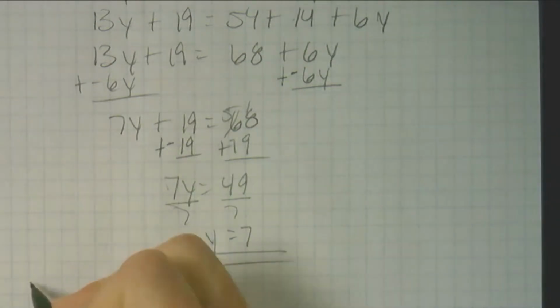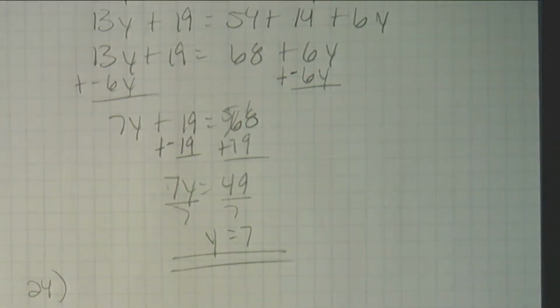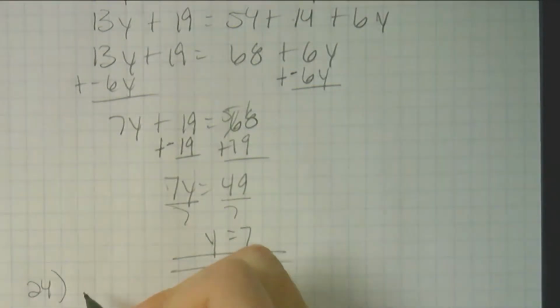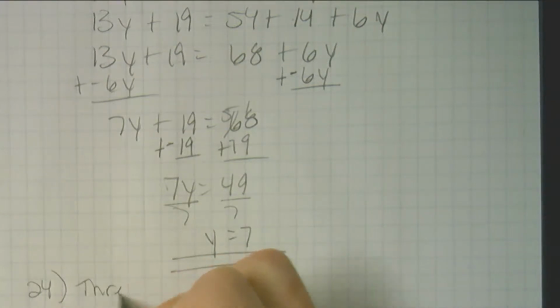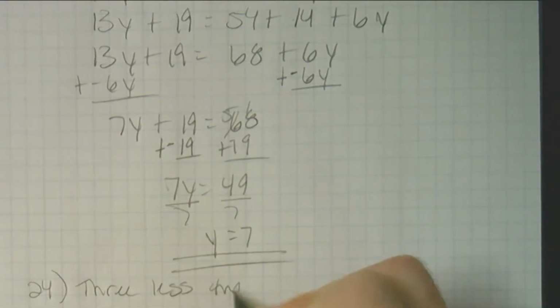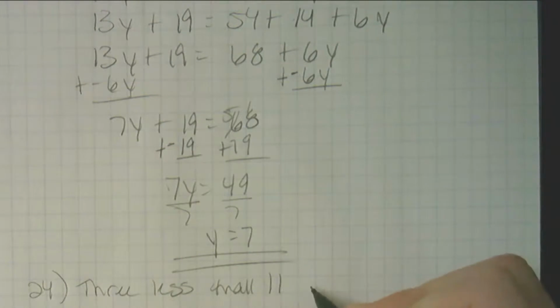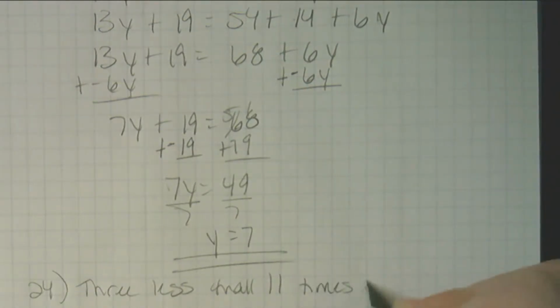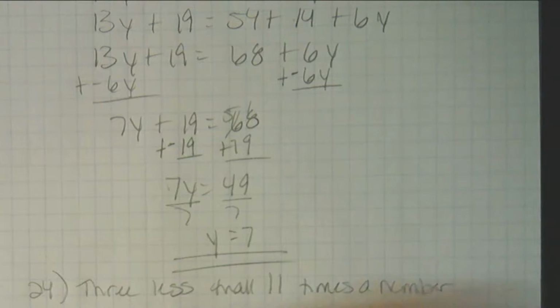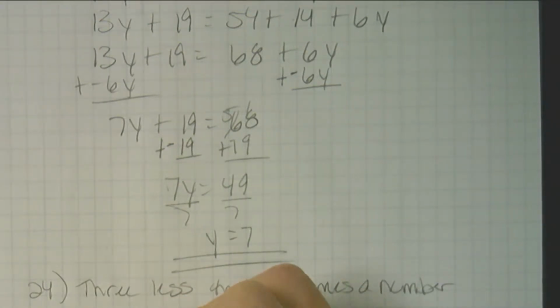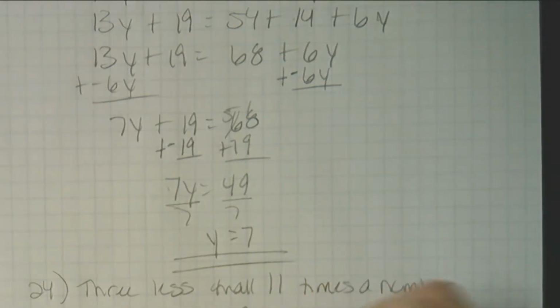24. Okay, 24 says 3 less than 11 times a number is equal to 9 plus 5 times the number. All right, so that's our given. So I have 3 less than 11 times a number is equal to 9 plus 5 times the number.